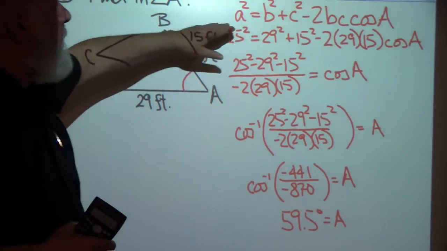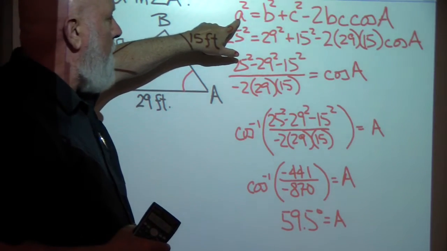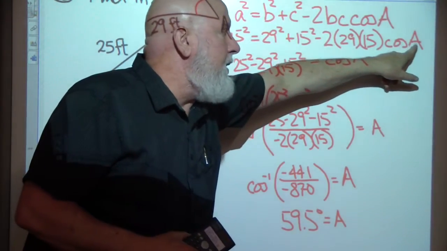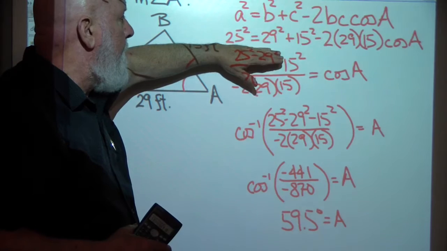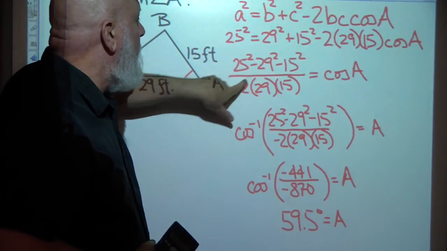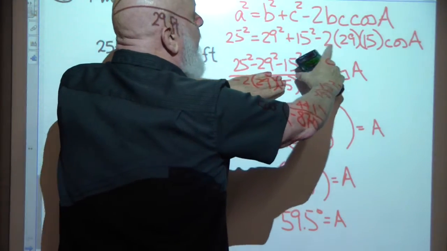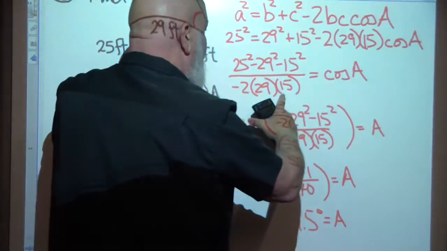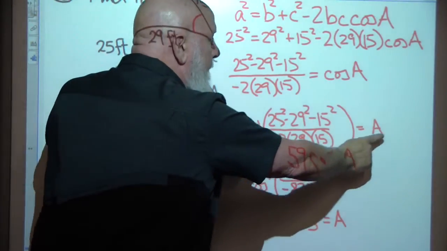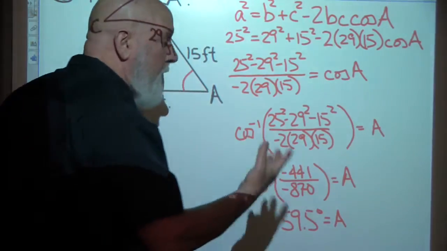I was looking for angle A, so I chose the law of cosines that started with A. And I plugged in everything that I could see. The only thing I couldn't see was the measure of angle A that I was looking for. And then I said, okay, well, I'm going to solve this thing for the cosine of A. I subtracted these two from both sides, 25 squared minus 29 squared minus 15 squared. Then I divided both sides by negative 2 times 29 times 15. I said, hey, that's the cosine of A. And I said, we're going to take the inverse cosine of both sides. That isolates A, and whatever this is will be A, if you don't make any mistakes.